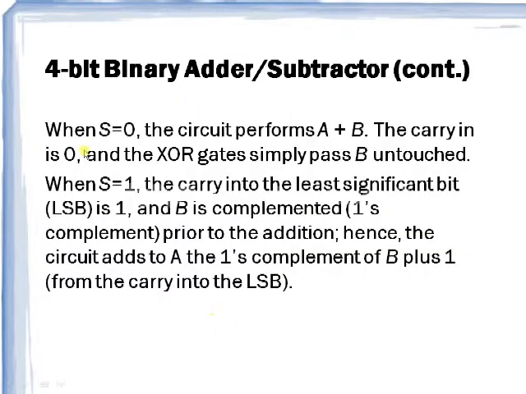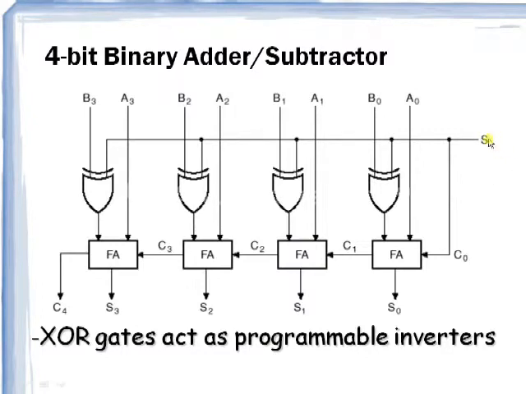Now when S equals 0, the circuit performs A plus B, the carry in is 0, and the XOR gates simply pass B untouched. So if you are giving this S as 0, then the initial carry in would be 0, and 0 is passed here, assuming that B0 is 0, therefore 0 and 0 to the XOR gate, then the output becomes 0. This is how this complete circuit would be performing only addition.